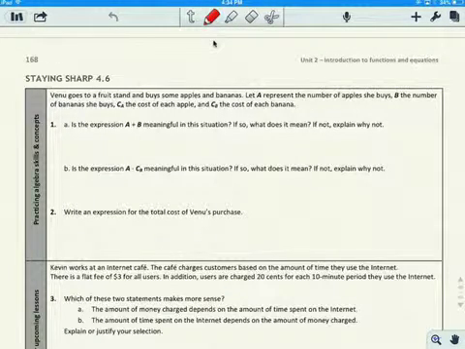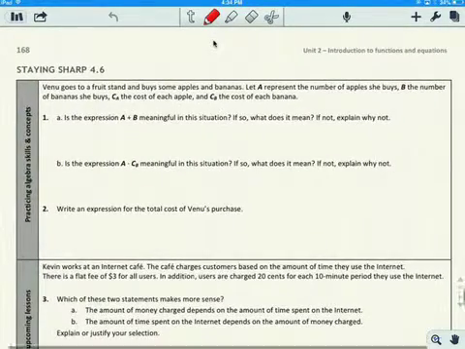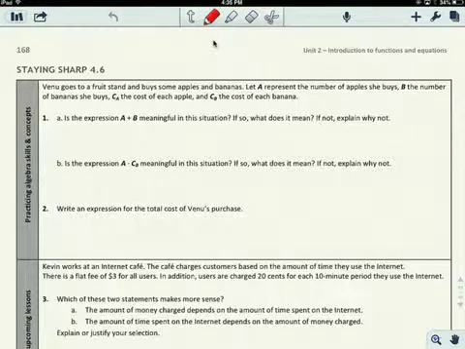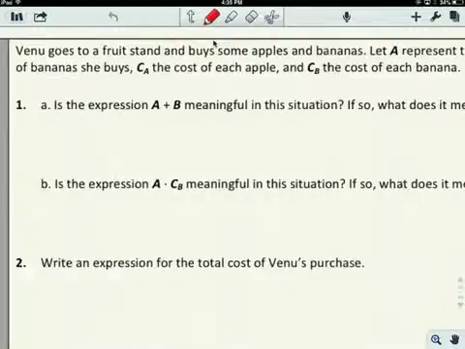Okay, Venu goes to a fruit stand and buys some apples and bananas. Let A represent the number of apples she buys, and B represent the number of bananas she buys. CA is the cost of each apple. CB is the cost of each banana. Is the expression A plus B meaningful in this situation? If so, what does it mean? If not, why not?